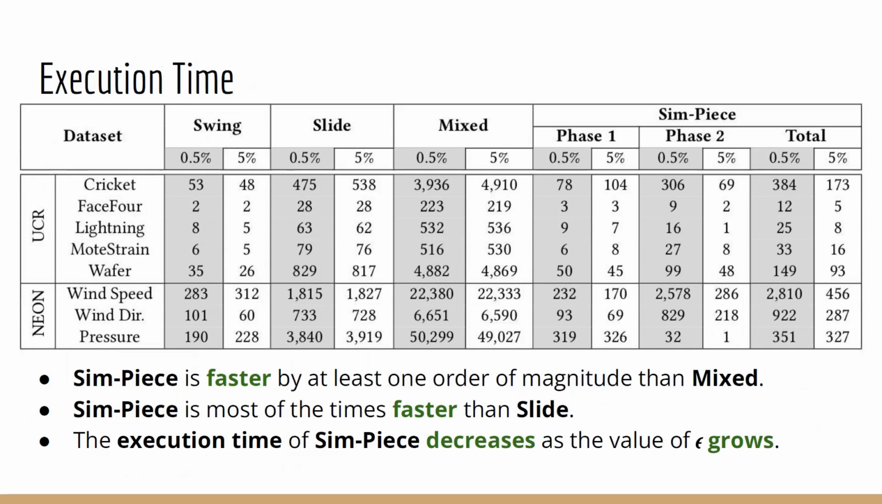With regards to execution time, we present here results for different algorithms and datasets when using an error threshold of 0.5% and 5% of the signal's range, respectively. What you should keep from this slide is that SymPeace is much faster than the second best approach in terms of space and efficiency, which is Mixed. Also, it is most of the times faster than the third best approach, which is Slide. And finally, its performance improves as the error threshold grows, which is not the case with the other PLA approaches.